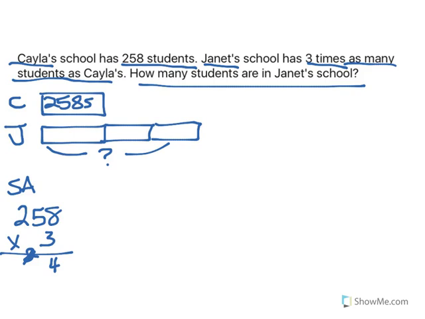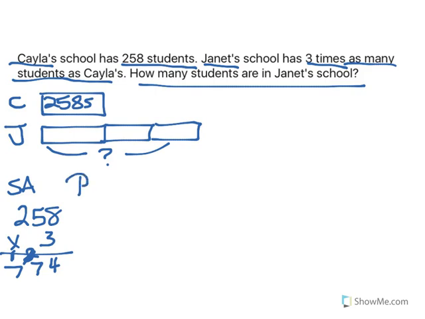So 17 tens gives me 170. So I put my 70 in the tens place, and then I put my 100 on the line. Then I do 200s times 3. 200s times 3 gives me 600s, and then I add my 100 on, and I get 700s, and 700s goes in the 700s place, so I get 774.